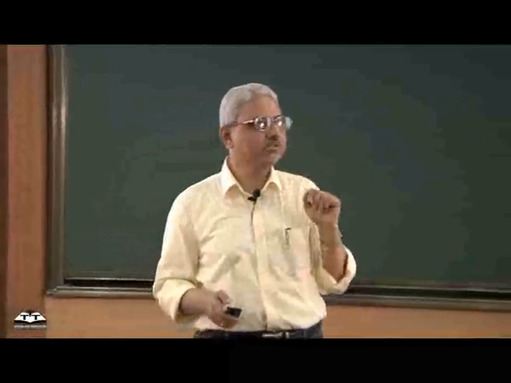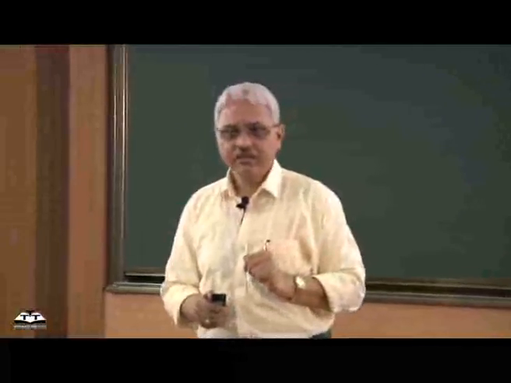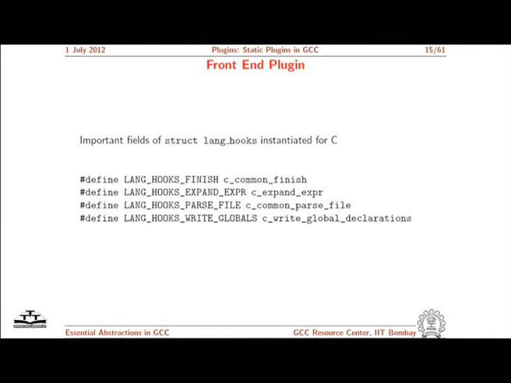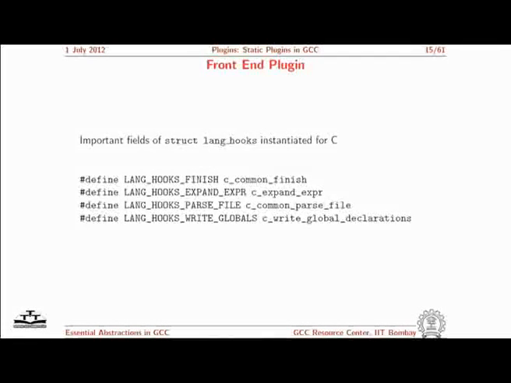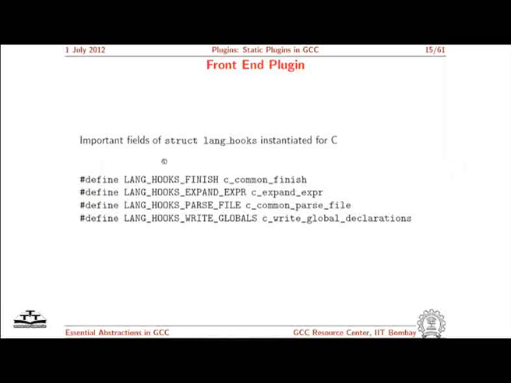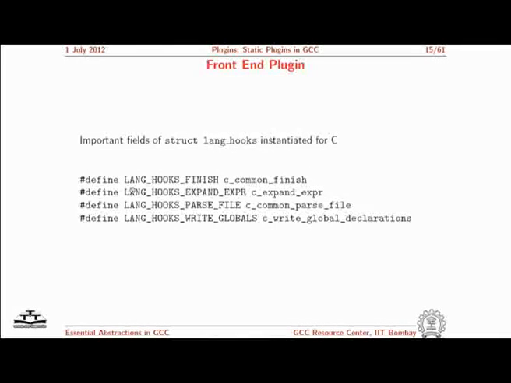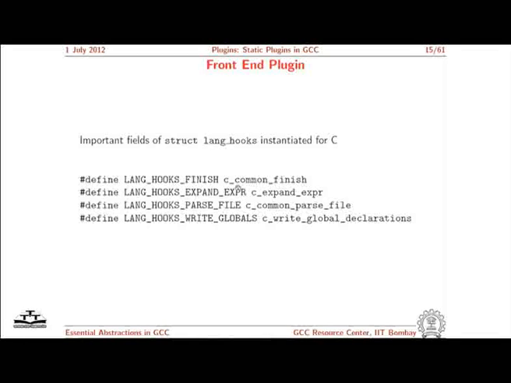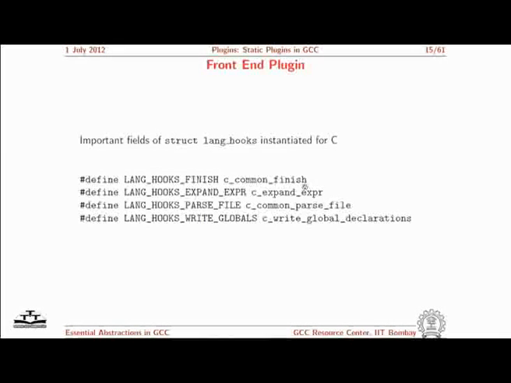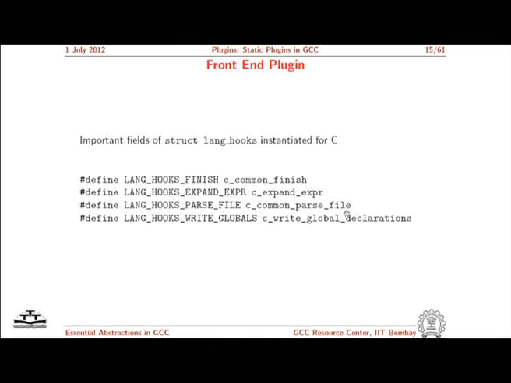That's what brings out the design flaws with GCC. Okay, so here is the front end plugin. This is important: the struct lang hooks, which is instantiated for C. The way I specify it, I say #define LANG_HOOKS_FINISH c_common_finish. So there is a C common finish. This is the function that will do what is required after parsing. Okay, LANG_HOOKS_PARSE_FILE is c_common_parse_file.